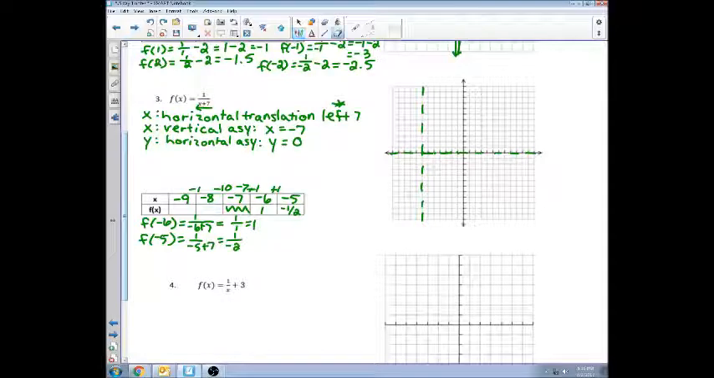I'm sorry, that's not negative 2. That should be positive 2. I apologize. Which means that my 1 half will not be negative. It'll be positive.